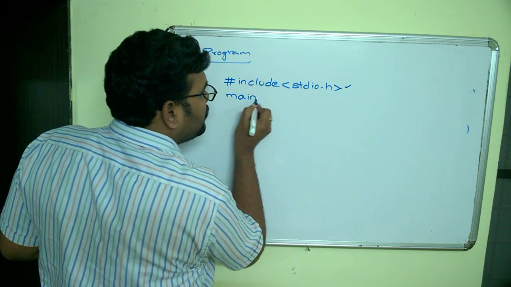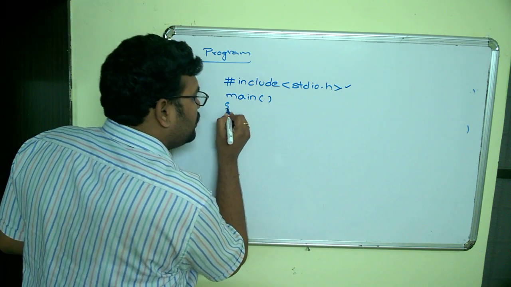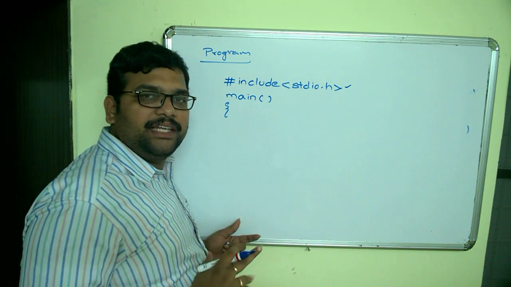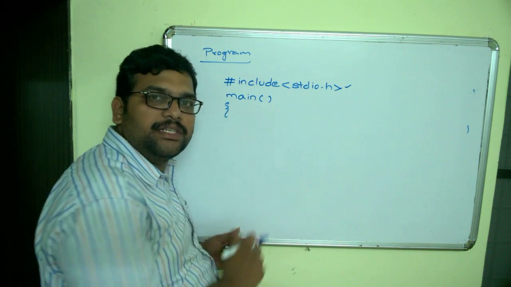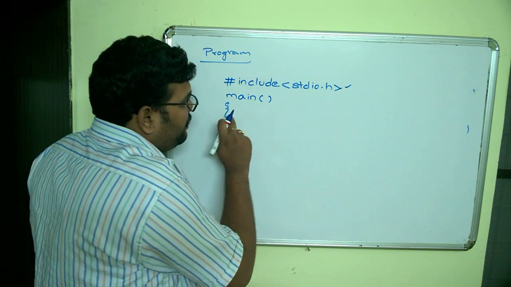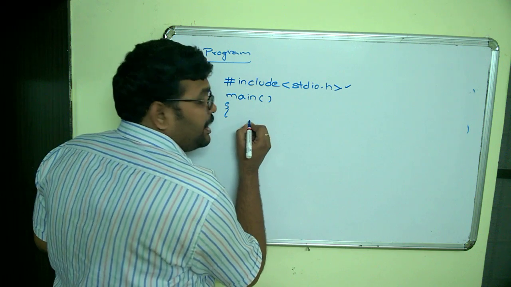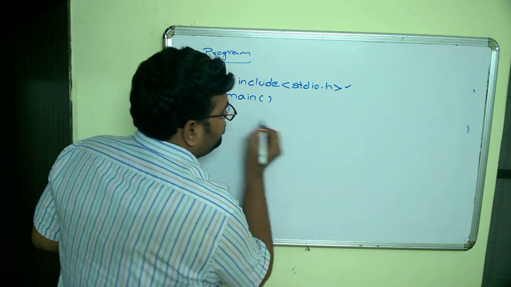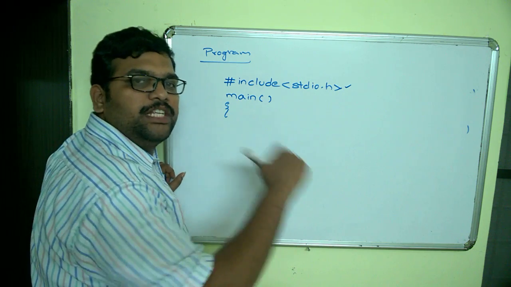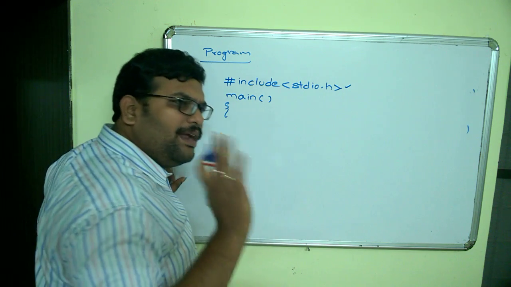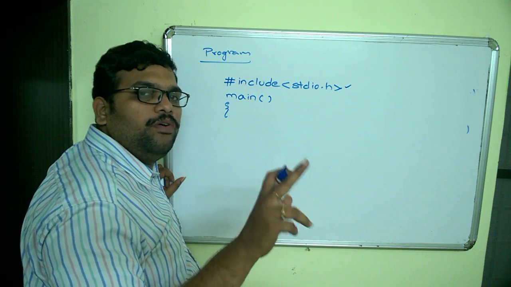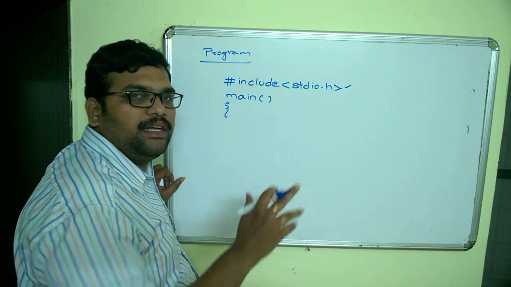Next, main function. Our C program will start the execution from the main function itself. So after opening the main function, the first statement must be declaration. So we have to declare the variables to be used in the program. I want to read a variable and I have to print the value of the variable on the screen. That's our problem.